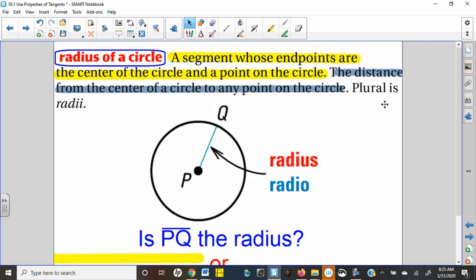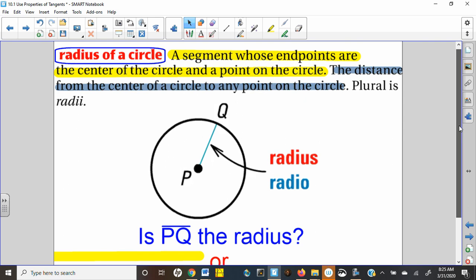But if you notice the second part of this definition, the distance from the center to any point on the circle, now we're talking about a distance, which is a quantitative description of an object. So we could call it a line segment, or we could call it a distance. It's kind of two different things, but they're related because it's the distance of the radius, right? So it's like the definition of itself in a way.